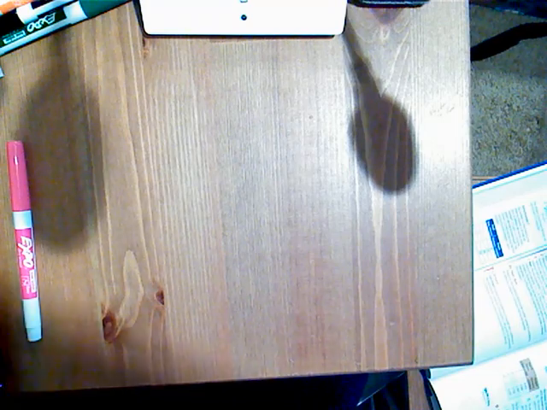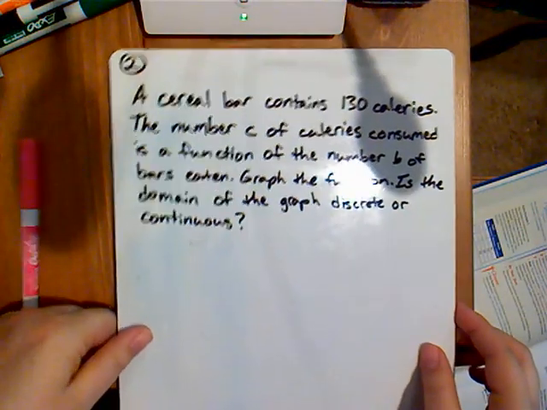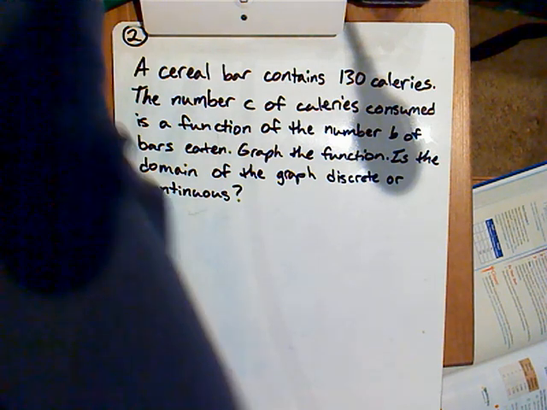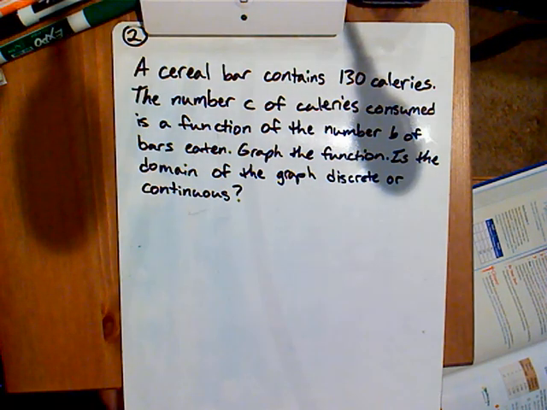Another example has us looking at another problem very similar to what we did before. And we're going to be talking about a cereal bar. So we have a cereal bar contains 130 calories. The number C of calories consumed is a function of the number B of bars eaten. So we're going to graph the function, and is the domain of the graph discrete or continuous?